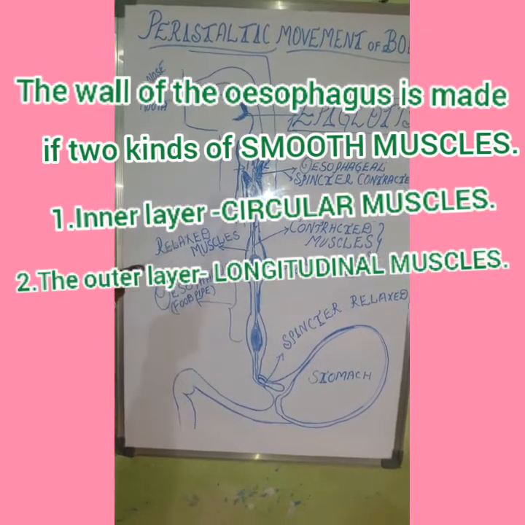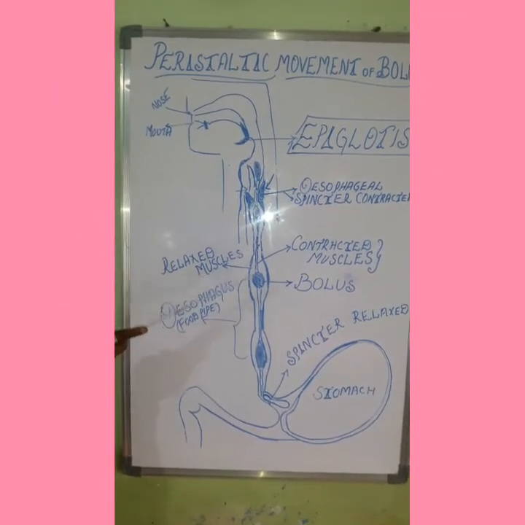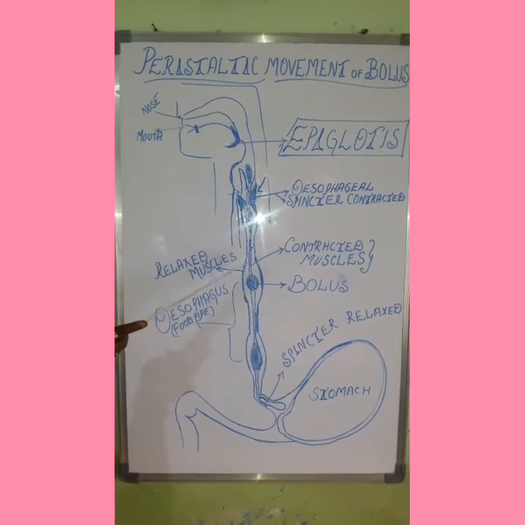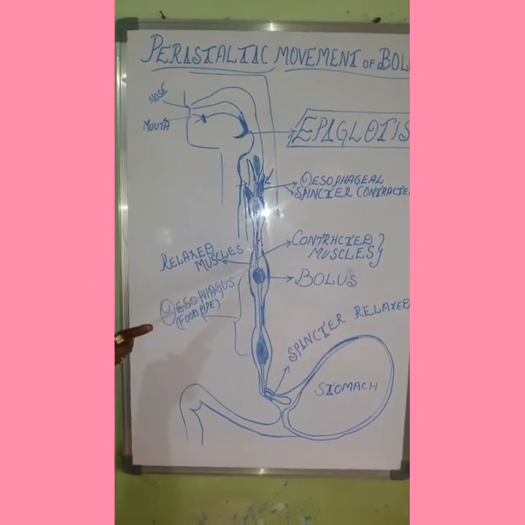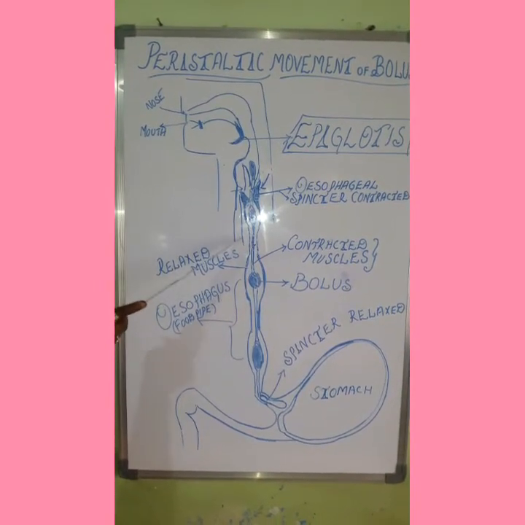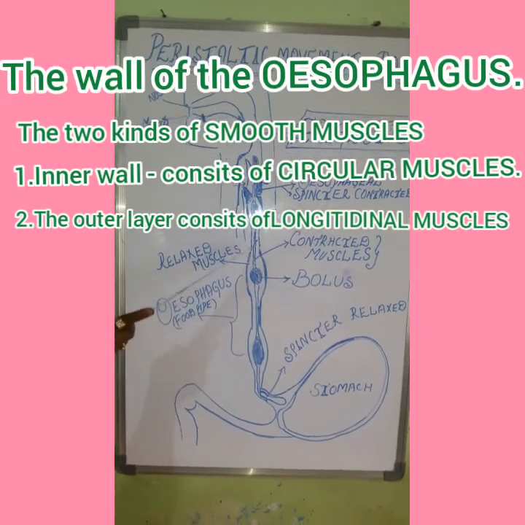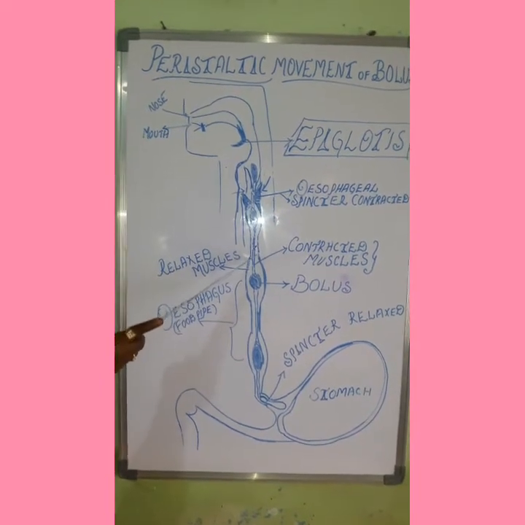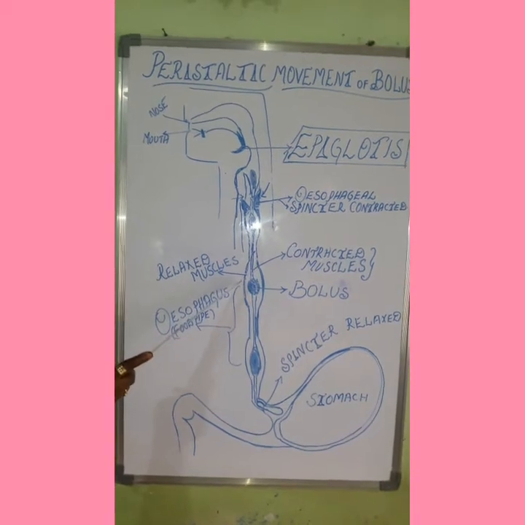Now let us look at the wall of the esophagus. The wall of the esophagus is made up of two kinds of smooth muscles. The inner layer of this esophagus is made up of circular muscles and the outer layer is made up of longitudinal muscles.